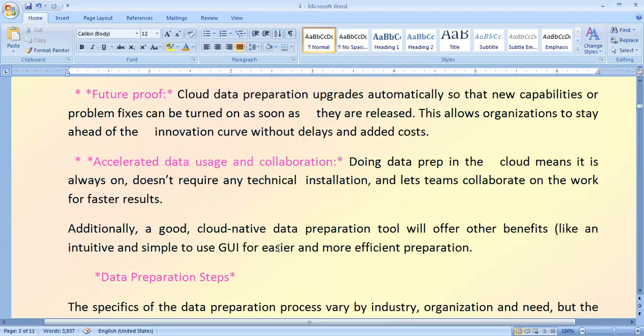Accelerated data usage and collaboration. Doing data preparation in the cloud means it is always on, does not require any technical installation, and lets teams collaborate on the work for faster results. Additionally, a good cloud native data preparation tool will offer other benefits like an intuitive and simple to use GUI, meaning graphical user interface, for easier and more efficient preparation.